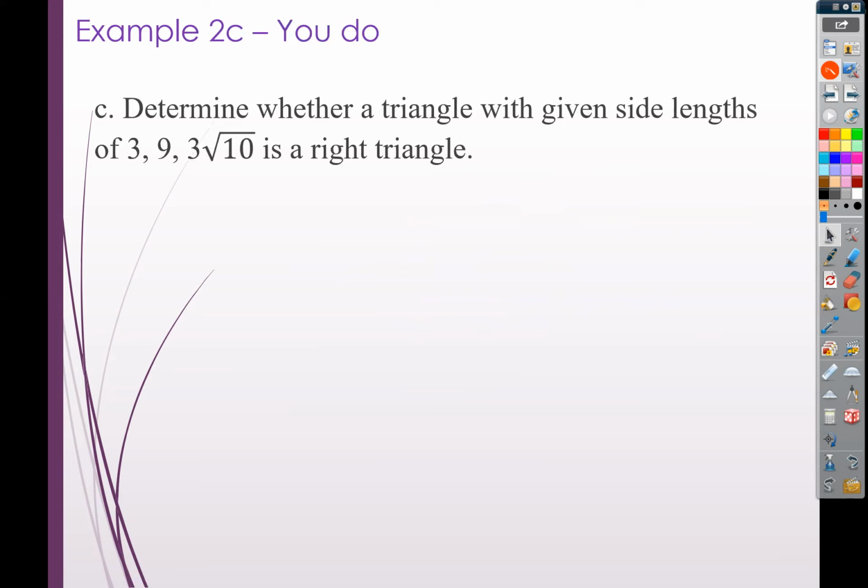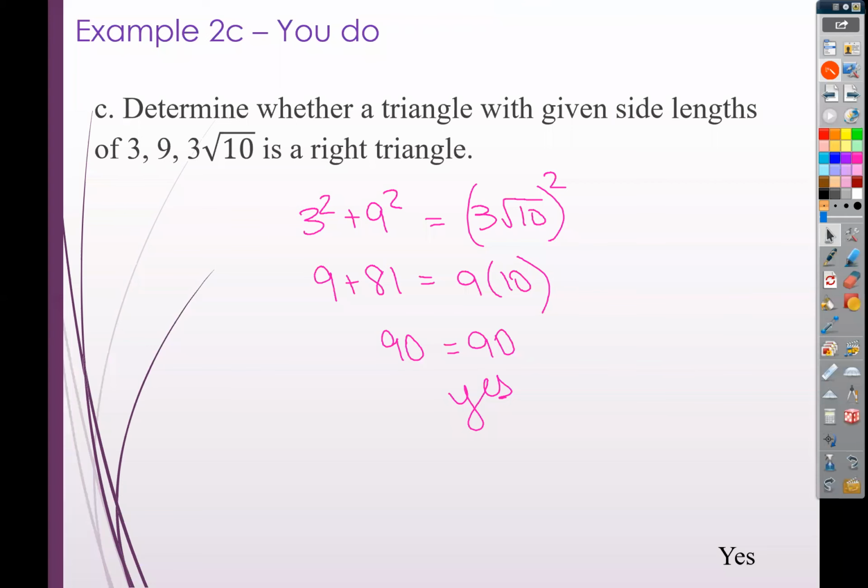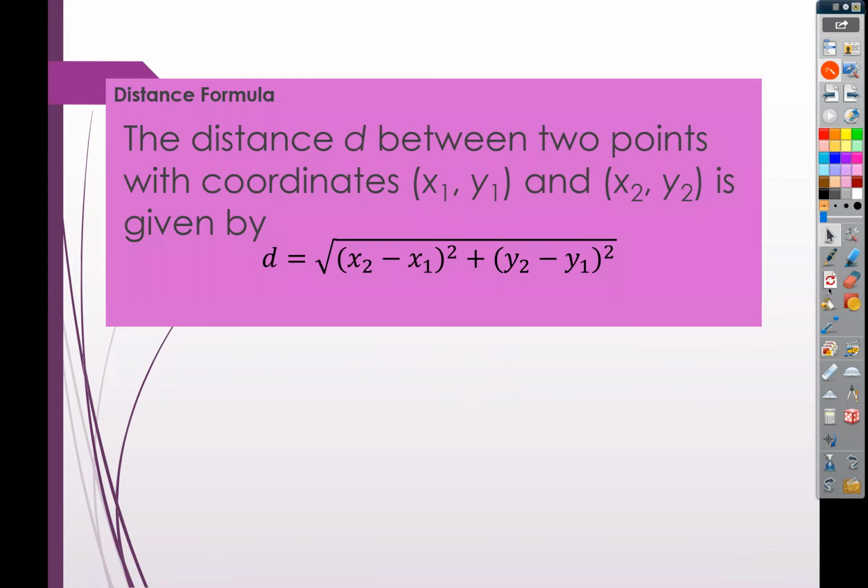To C, you go ahead and try this one. And you should have gotten yes, it is a right triangle. So now we're going to find the distance.